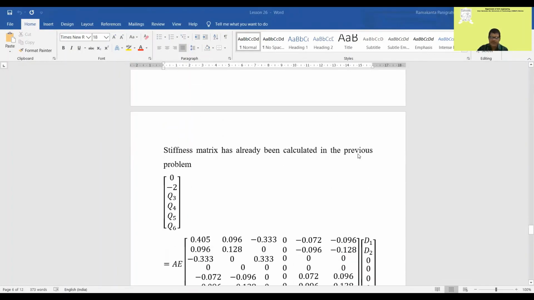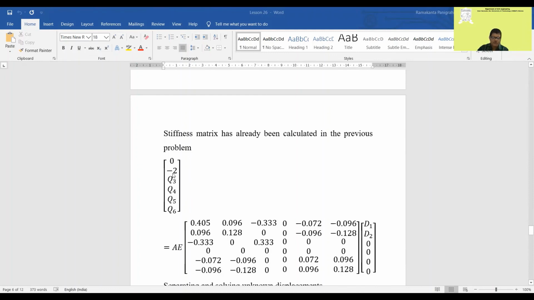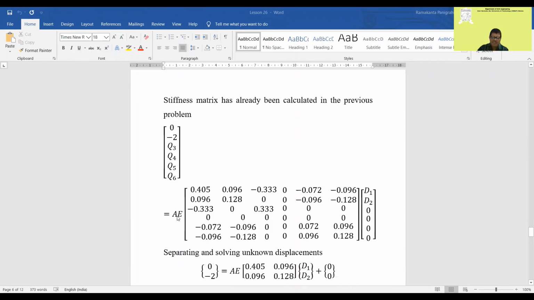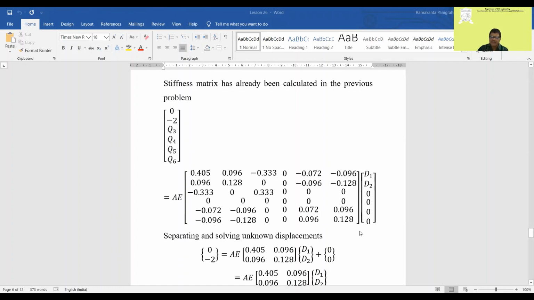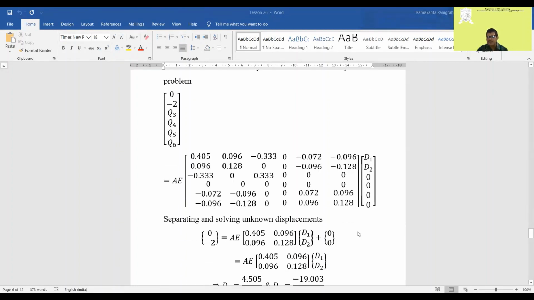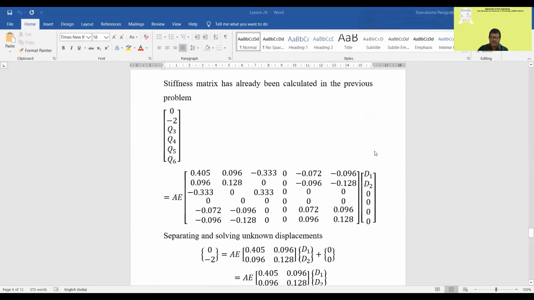Now you see the stiffness matrix already from the previous problem: 0, -2, Q3, Q4, Q5, Q6. These are unknowns. We have already developed the stiffness matrix, so don't develop it again. Directly we put the stiffness matrix already developed for this problem, a 6 by 6 matrix. Displacements at 1 and 2 are the unknowns, others are 0. Now you have to solve this matrix, so you have to separate it. I am interested in D1, D2, so I can take rows and columns 1, 2 and separate like this.